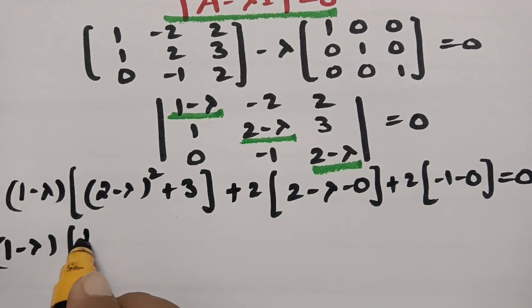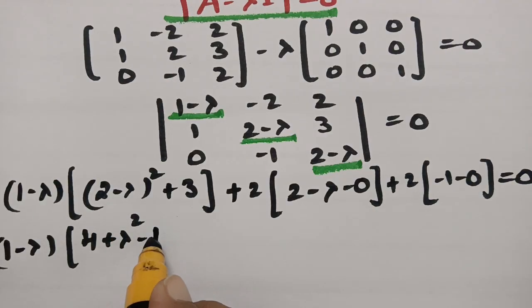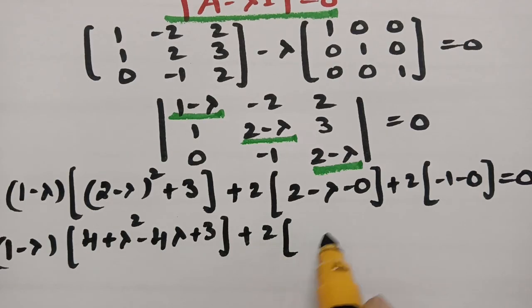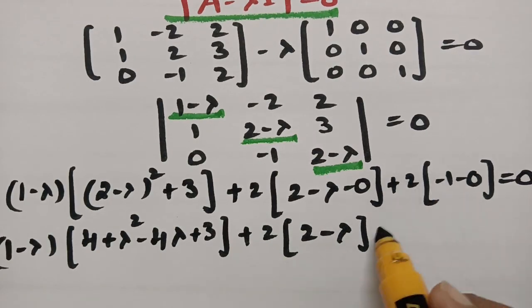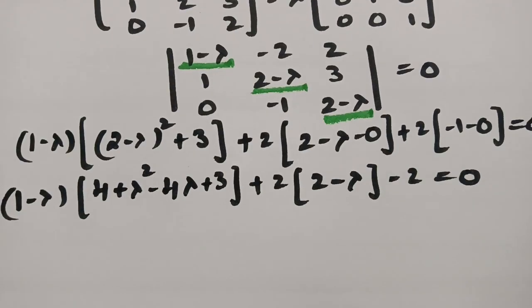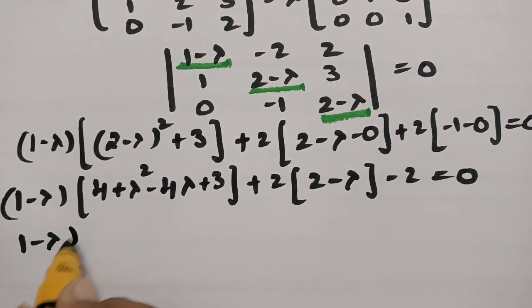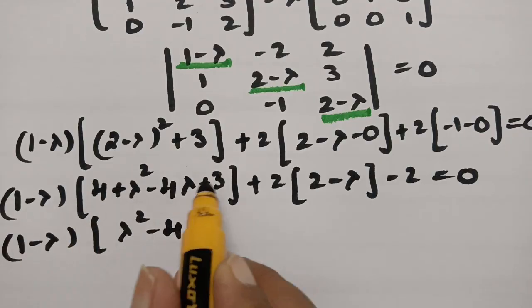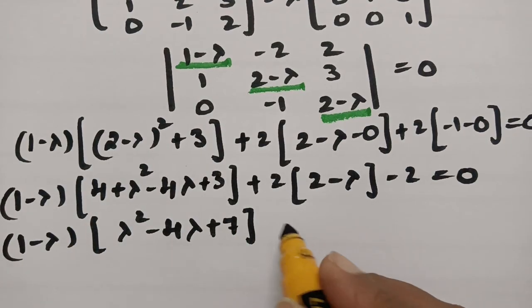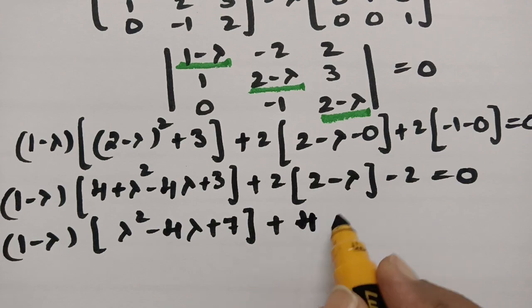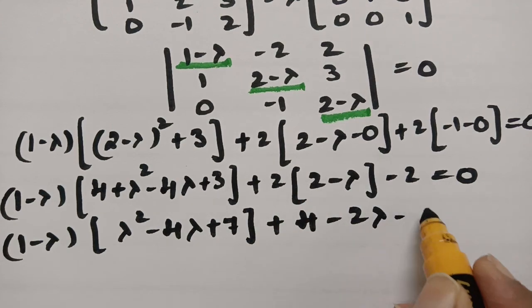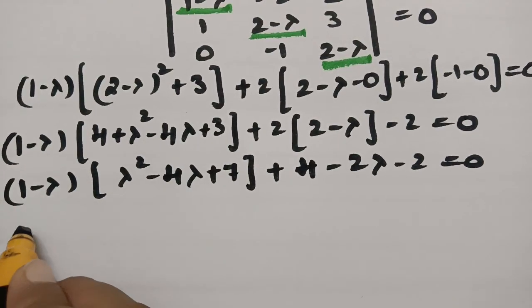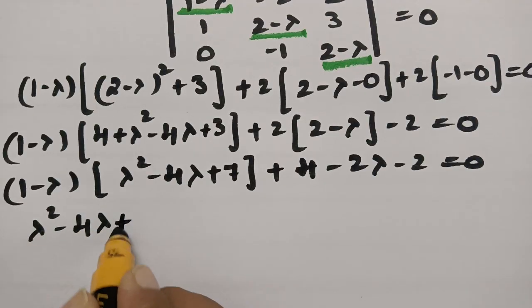If I expand it, this will be a square, so this is a square minus 2ab plus b square, plus 3. Clear? Plus this is 2 times of, this is 2 minus lambda, and this is minus 2, is equal to 0. And here, this is minus 1 minus lambda. So this is lambda square minus 4 lambda plus 4 plus 3, that is 7. So if I multiply, this is 2 into 2, 4, minus this is 2 lambda. This is minus 2 is equal to 0. Clear? And now if I multiply with minus, this will be lambda square minus 4 lambda plus 7.